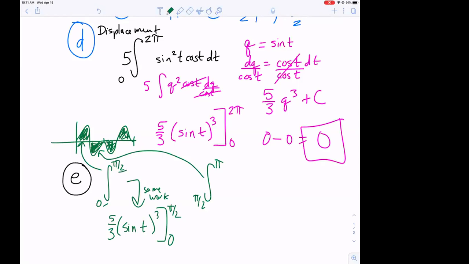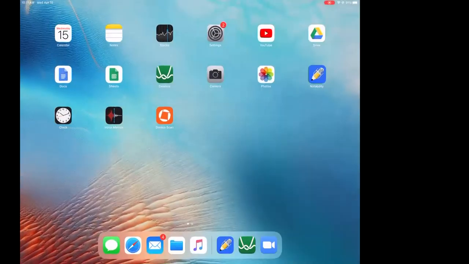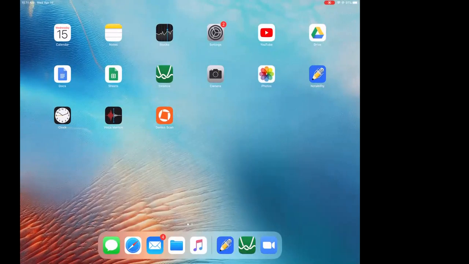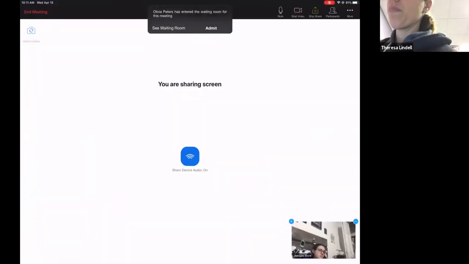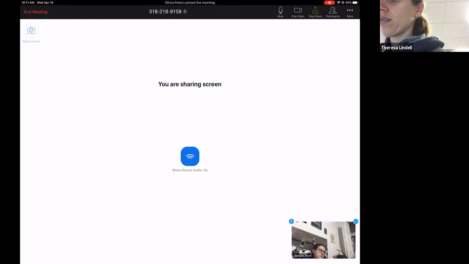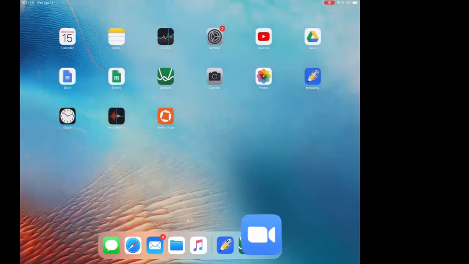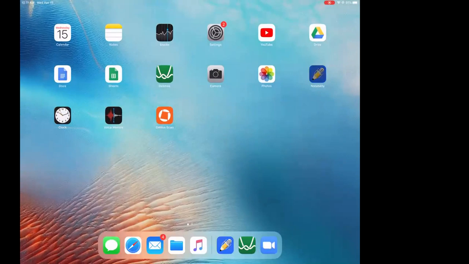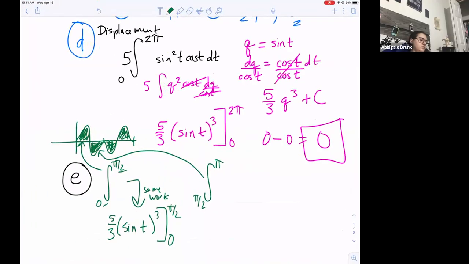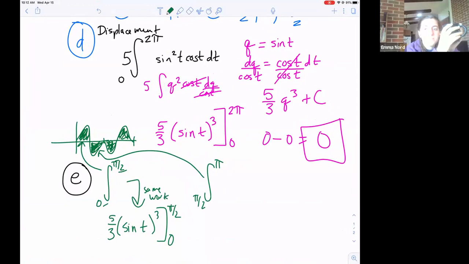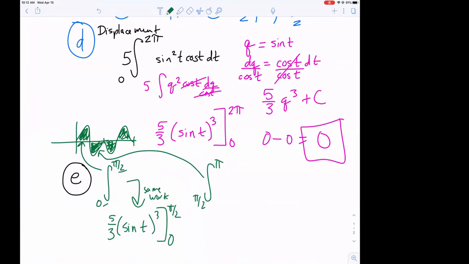Oh, I got to go back and admit somebody. Hang on. What do you get when you plug in pi over 2? Uh, 5/3. Yeah, because sine of pi over 2 is 1, and 1 cubed is 1, and 1 times 5/3 is 5/3. So this is just 5/3.